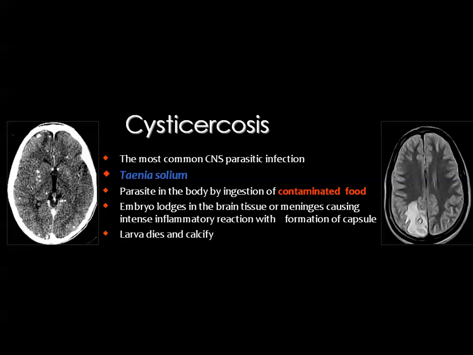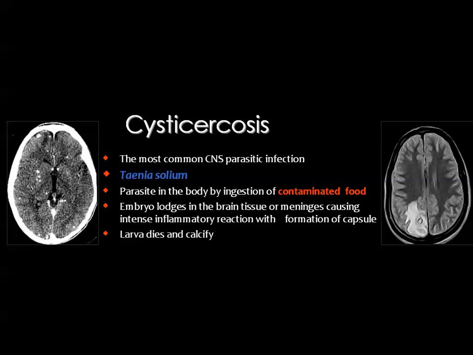Then we come to the parasites. The most common CNS parasitic infection is cysticercosis, which is caused by Taenia solium. This parasite enters the body through contaminated food and reaches the brain tissue through the circulation. The embryo, whenever it reaches the brain tissue or the meninges, will cause an intense inflammatory reaction with the formation of a capsule. Then the larva dies and calcifies. So we have an active form of cysticercosis and a dead form of cysticercosis.